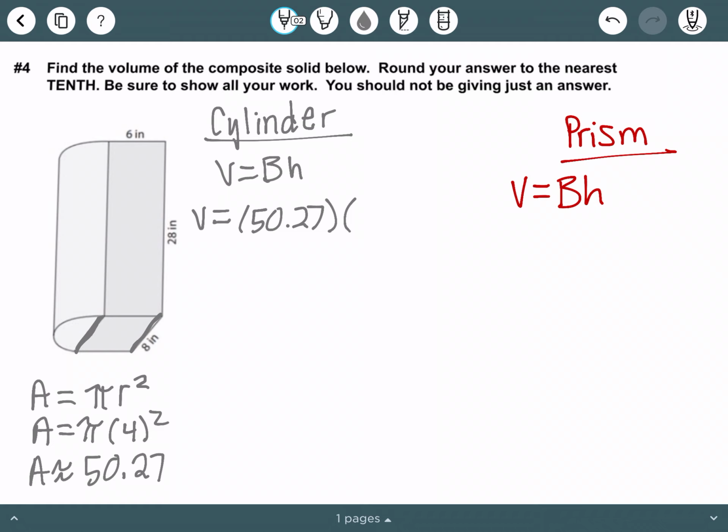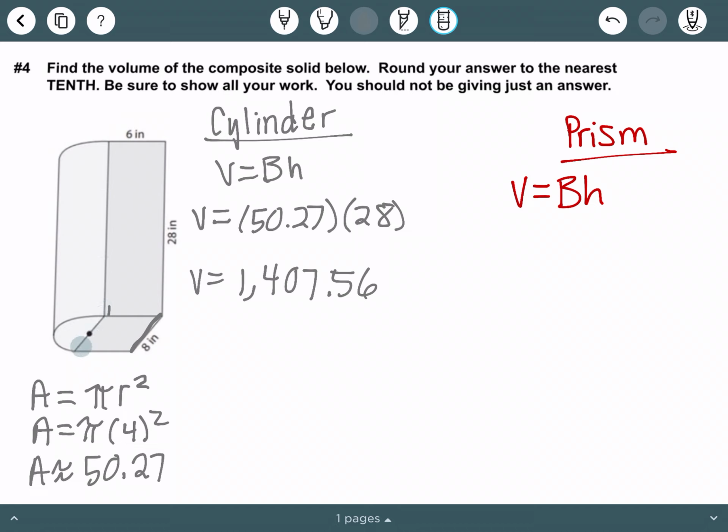And then there's going to be, of course, the height as well of our cylinder. Now the height is going to be this length here. The height is going to be 28. Alright, so for our volume now, all we need to do is multiply 50 and 27 hundredths by 28, and that's going to give us a volume of 1,407 and 56 hundredths. Alright, so that is our cylinder.